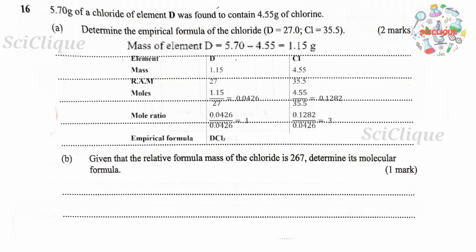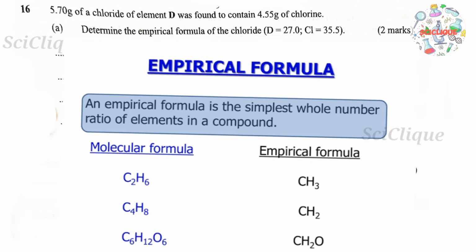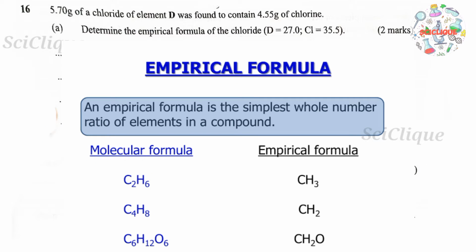Part B, given that the relative formula mass of the chloride is 267, determine its molecular formula. So we have already determined the empirical formula. Now we are moving on to the molecular formula. Now the empirical formula is the simplest formula that shows you the whole number ratio of the atoms that are present. So in short, the empirical formula tells you the type of atoms that are present and the simplest ratio in which the atoms combine with one another to form the compound.